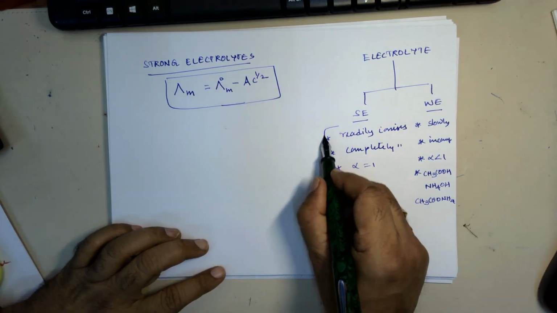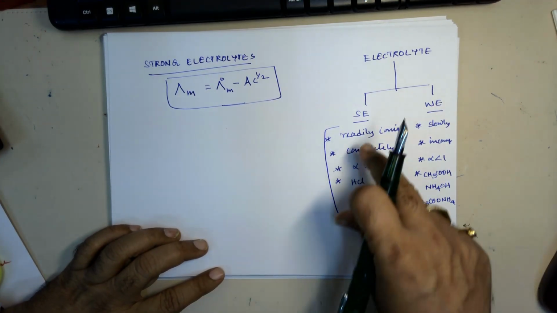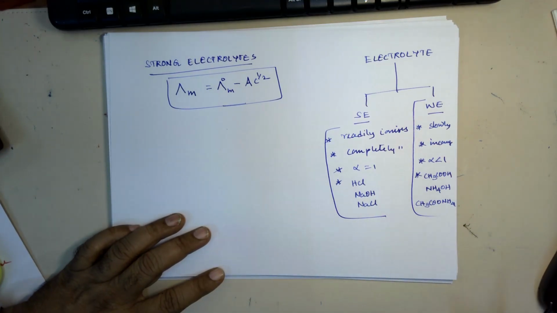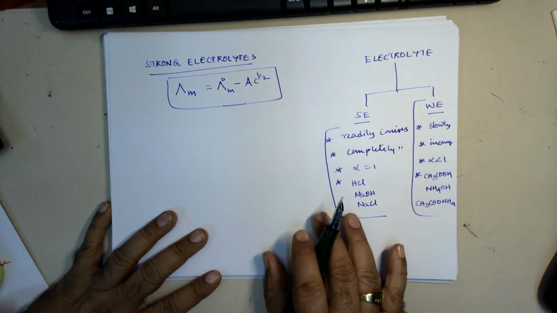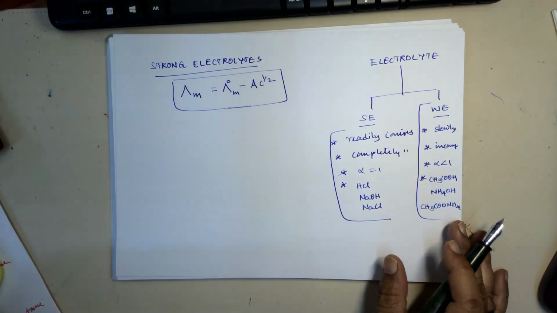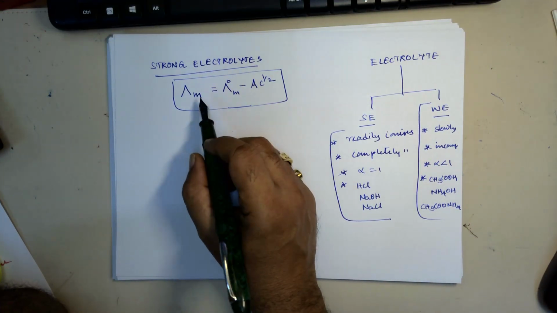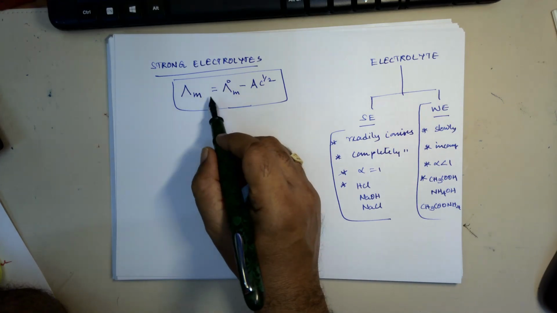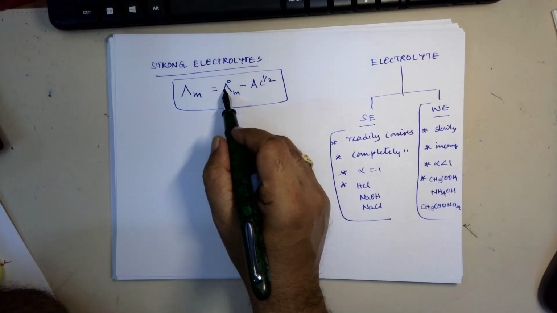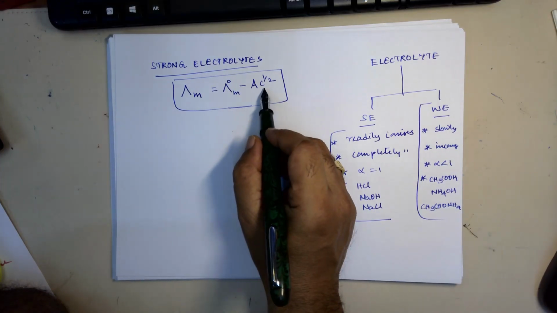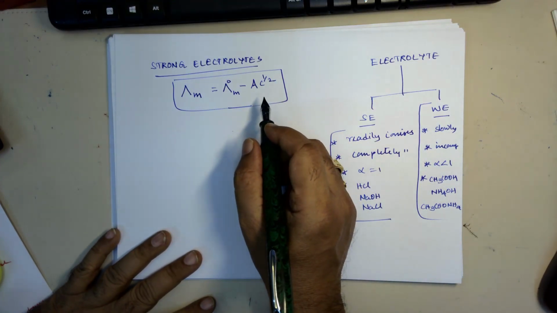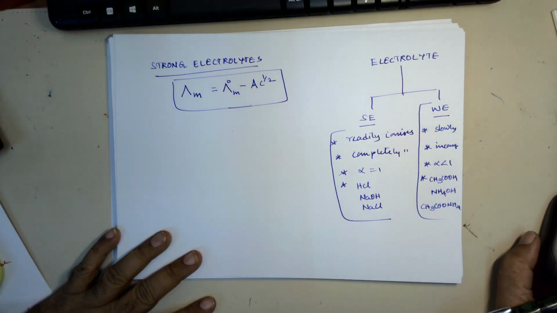Now we are discussing the conductivity of strong electrolytes. We have discussed the conductivity of weak electrolytes based on Kohlrausch's law. Now let us consider the Debye-Hückel-Onsager equation, which is the equation representing the strong electrolyte, where Λm is determined as the difference between the conductivity at infinite dilution and the product of A and the square root of concentration. Now let us see what A is. A is nothing but the slope here.